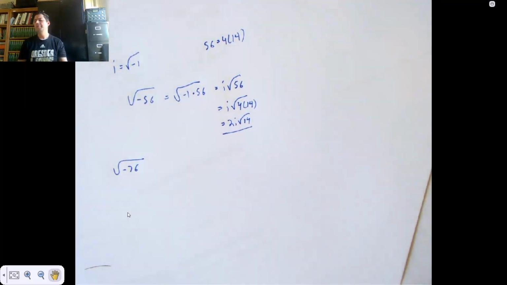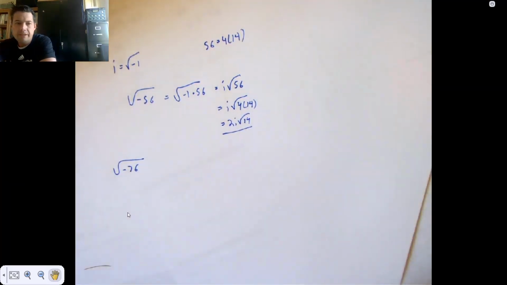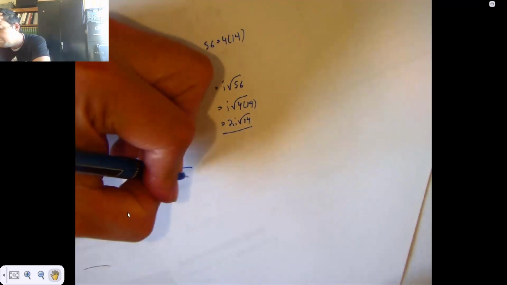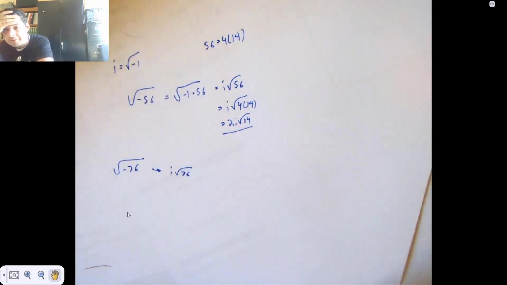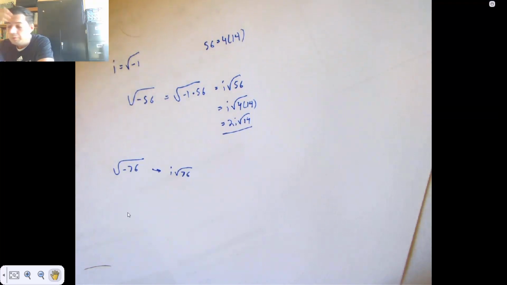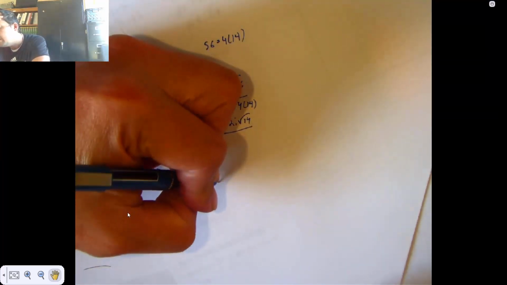All right, so the next one up here on IXL was the root of -76. Now, what I do when I see a root of a negative, I automatically know it's imaginary. It is i times the root of 76. When I look at 76, I like to think of being divisible by 4. A lot of these are divisible by 4. So this is i times the root of 4 times 19.